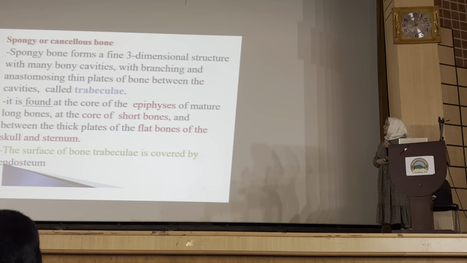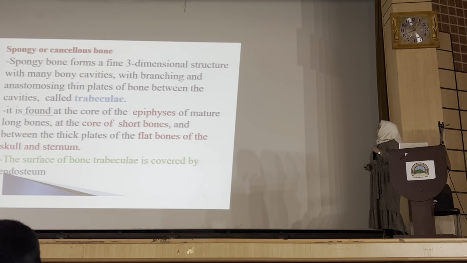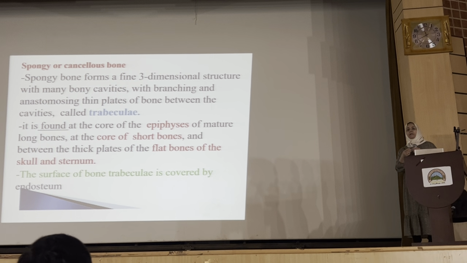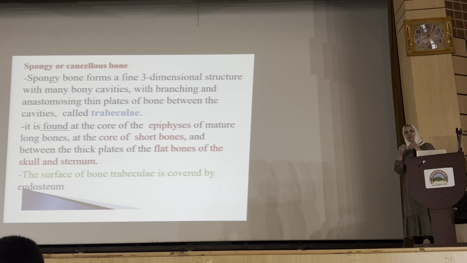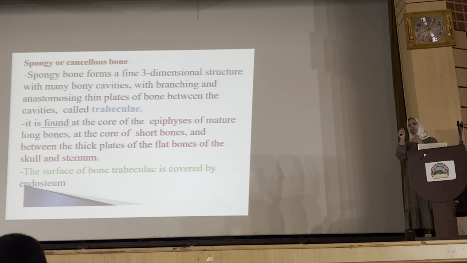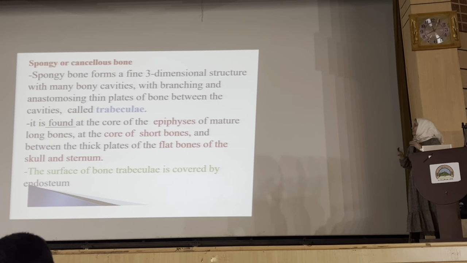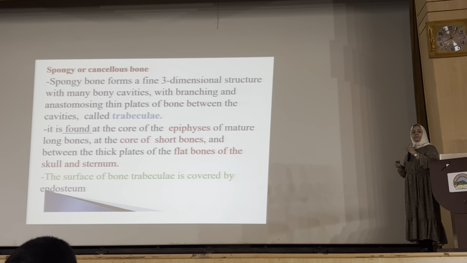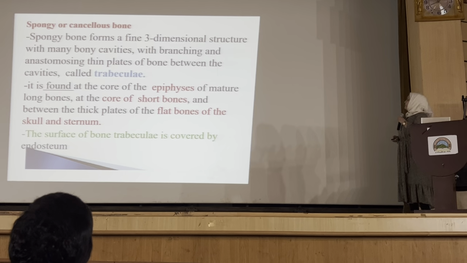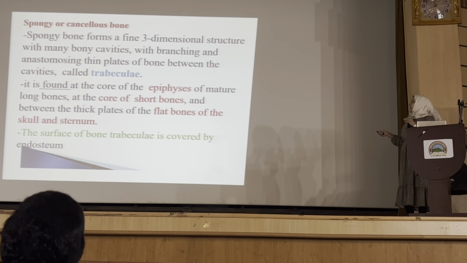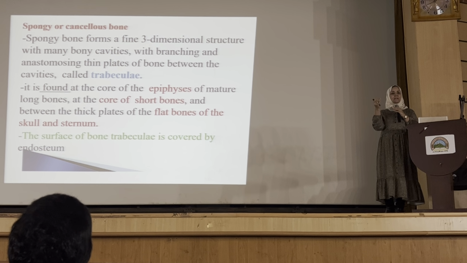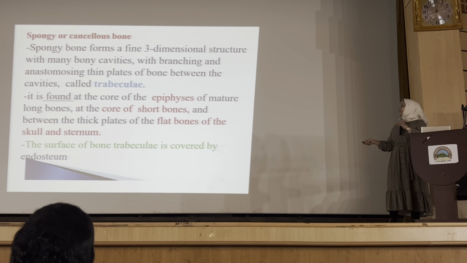Spongy or cancellous bone is a three-dimensional structure. It has spaces and it is surrounded by interconnected lamellae, thin plates of bone called trabeculae, found in the epiphysis area. Also in the core of short bones, like the bones of the hands, the metatarsals, and flat bones of the skull and sternum.